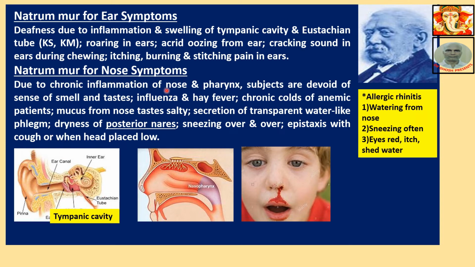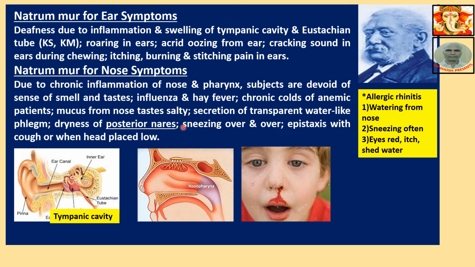Natrum mur nose symptoms. Due to chronic inflammation of the nose and pharynx, subjects are devoid of sense of smell and taste. Influenza and hay fever. Chronic colds of anemic patients. Mucus from the nose tastes salty. Secretion of transparent water-like phlegm.